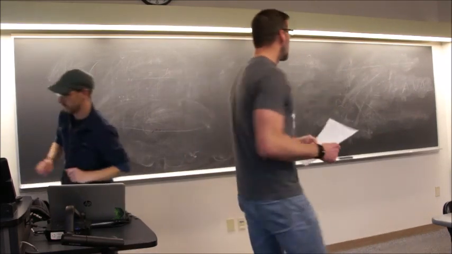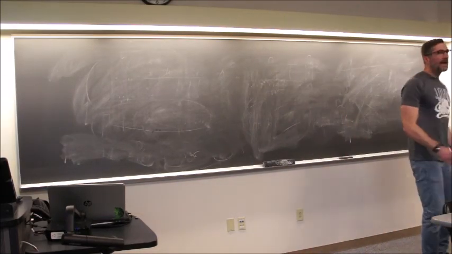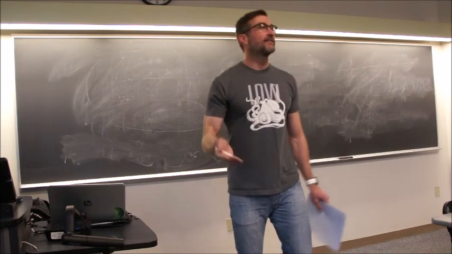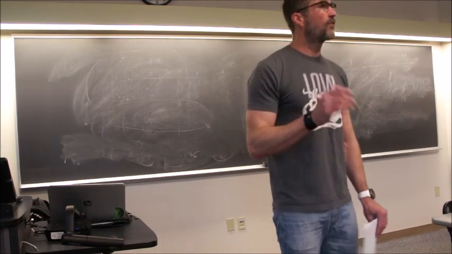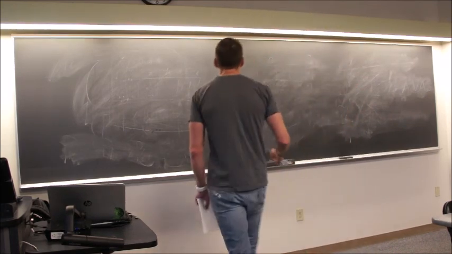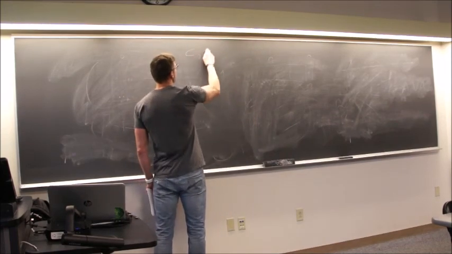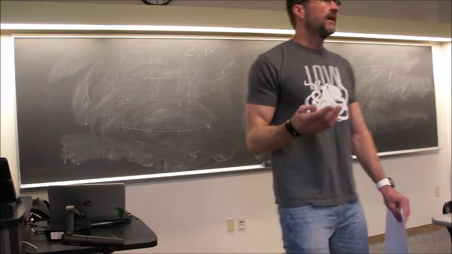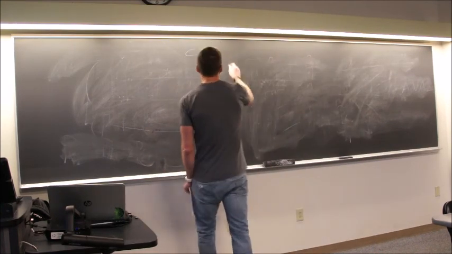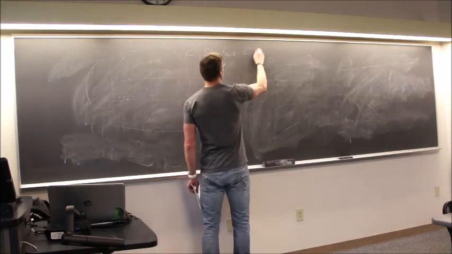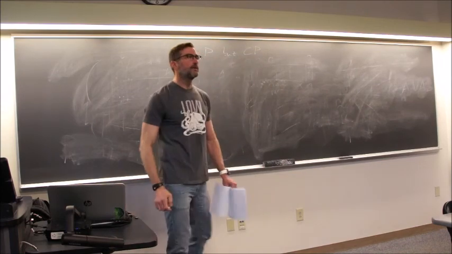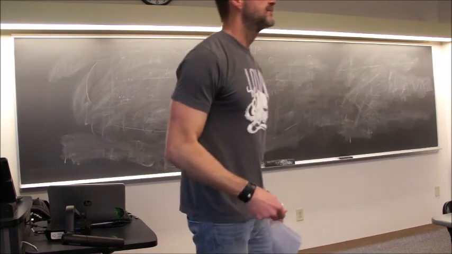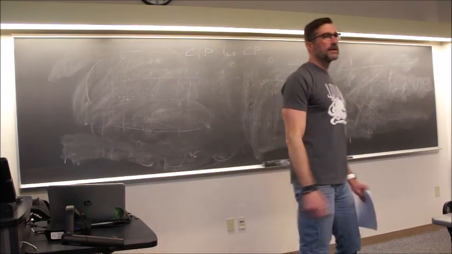That's awesome. Okay, so we left off at the end of last lecture. We left off at the very end of our last lecture with a promising glimpse that even though C and P separately were sort of maximally violated in the weak interactions, it seemed to be the case that the combination of C and P together, at least for the decay of the pion, seemed to be a good symmetry, okay?